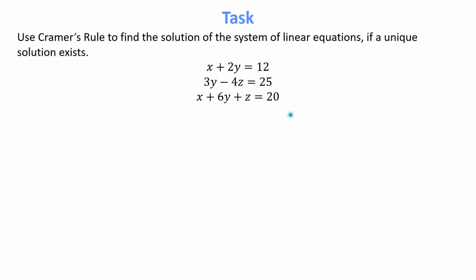So at this time, you may wish to consider what your coefficient matrix A will look like. So you can pause the video now, have a go at the question, and when you are ready to continue, please press play.